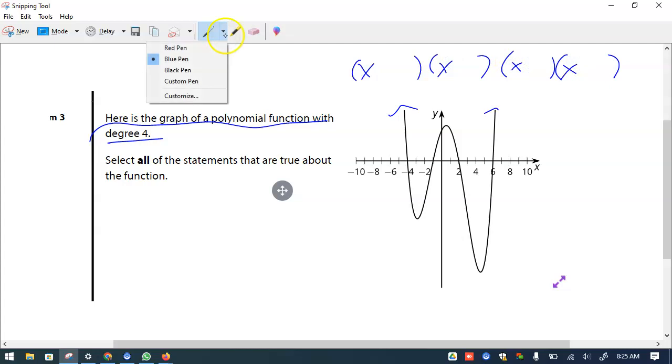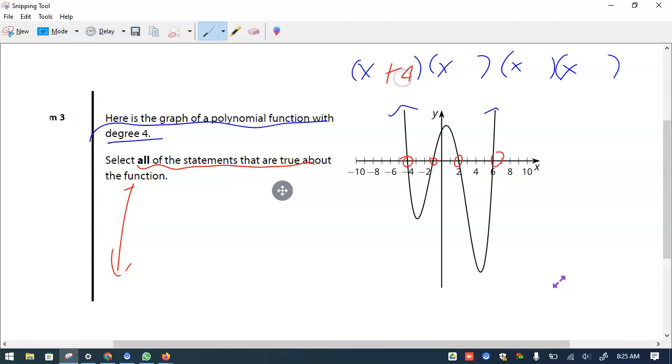Then what are the zeros? So select all the statements that are true. So whatever is given here, first of all, there are exactly four zeros, and you can write this as the opposite, which is +4, because if this is -2, you write +2. If this is 2, you put -2, and this 6, put -6. So this is the polynomial.